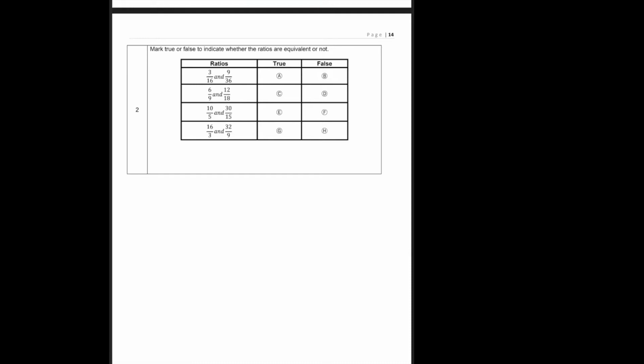So let's look. It says 3 over 16 and 9 over 36. There are two ways to do it: simplify, or notice if there's a relationship. So 3 over 16 and 9 over 16. In order to get to 9, you have to do times 3.